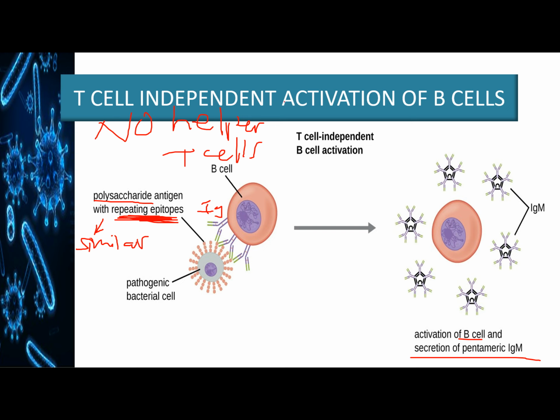Nangyayari lang to. T cell independent activation of B cells will only occur if it encounters a polysaccharide antigen with repeating epitopes. And that would lead to the activation of the B cell and secretion of pentameric IgM. No memory cell creation.